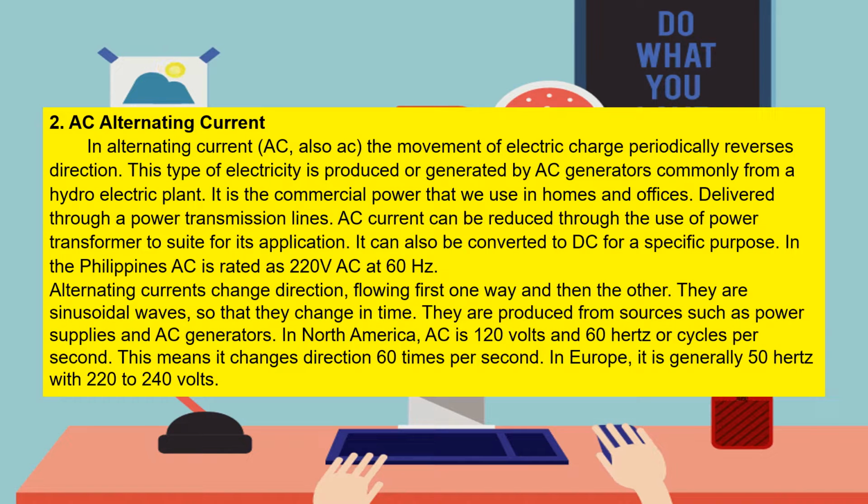In the Philippines, AC is rated as 220 volts AC at 60 Hz. Alternating currents change direction, flowing first one way and then the other. They are sinusoidal waves so that they change in time. They are produced from sources such as power supplies and AC generators. In North America, AC is 120 volts and 60 Hz or cycles per second. This means it changes direction 60 times per period. In Europe, it is generally 50 Hz with 220 to 240 volts.